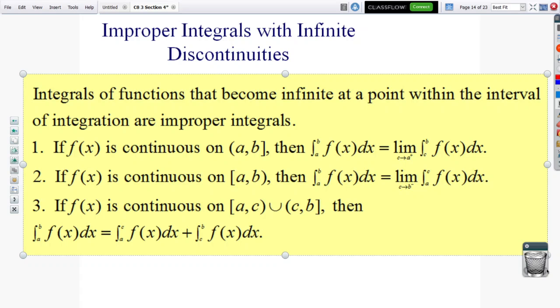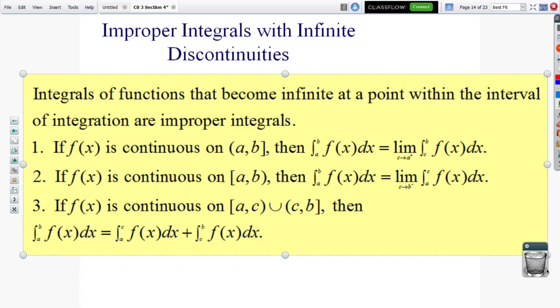If f of x is continuous on the interval from a to b, then the integral from a to b of f of x dx is equal to the limit as c approaches a from the right of the integral from c to b of f of x dx. If f of x is continuous on the interval from a to b, exclusive of b, meaning the infinite discontinuity happens at b, then the integral from a to b of f of x dx is equal to the limit as c approaches b from the left of the integral from a to c of f of x dx.